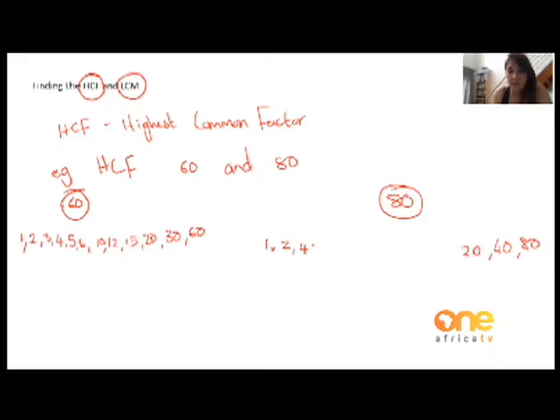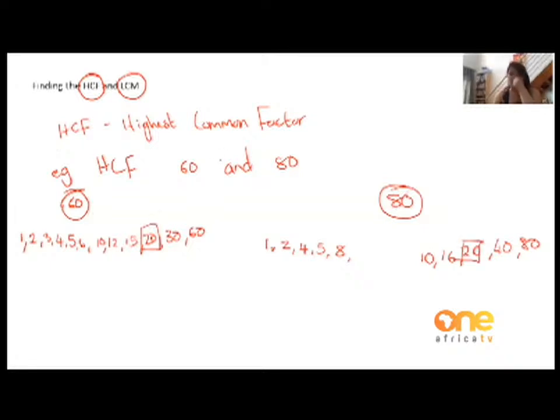Does 5 go into 80? Yes, it will. How many times? It will go in 16 times. Does 6 go into 80? Nope. 7? Nope. 8 will go in 10 times. Will 9 go in? No. 10 will go in, and there we are. We're done. So to find the highest common factor, I need to circle the highest number that exists in both. And so I can see for this one, the highest common factor will be 20.